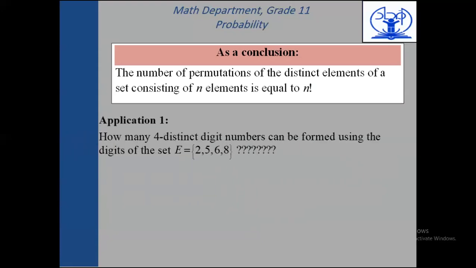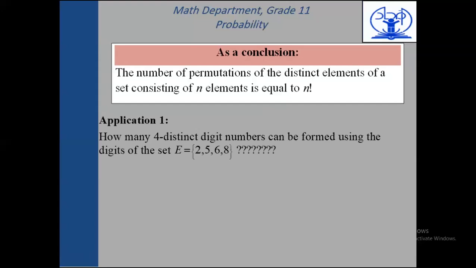Application 1: how many 4 distinct digit numbers can be formed using the digits of the set 2, 5, 6, 8? So let's say 2, 5, 6, 8 is a 4-digit number. But what about 5, 2, 6, 8? What about 8, 6, 5, 2? What about 8, 5, 2, 6? Can we list all? We don't need to.